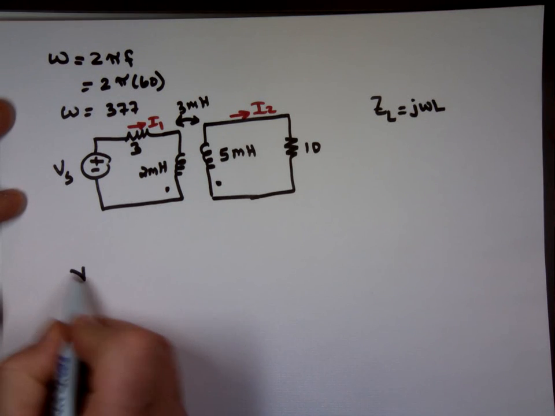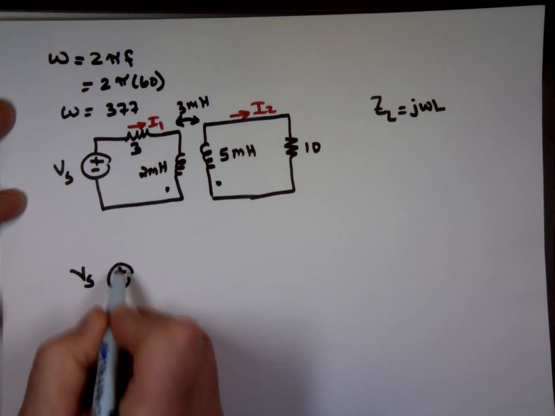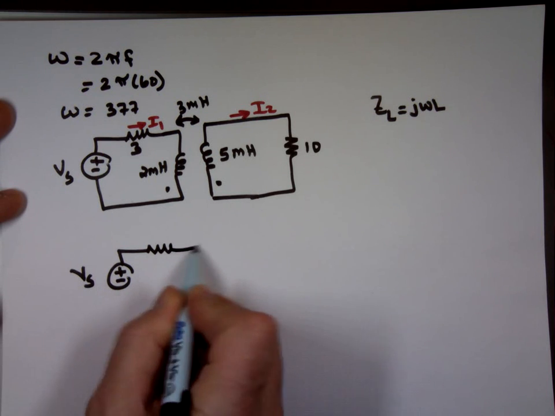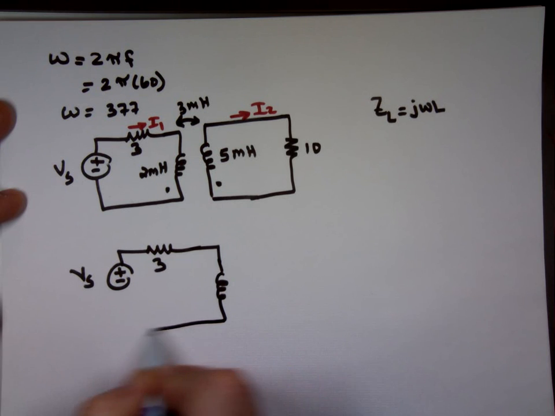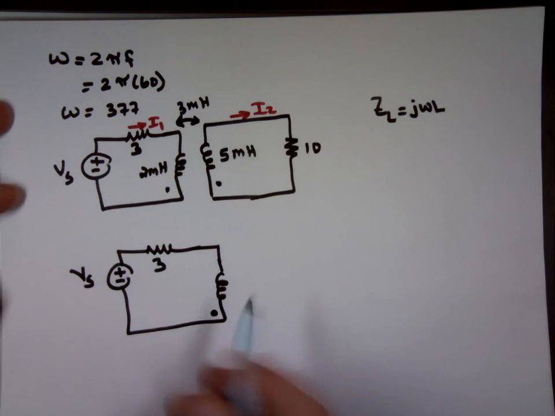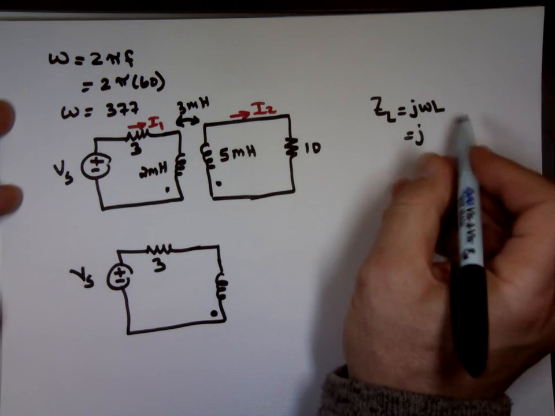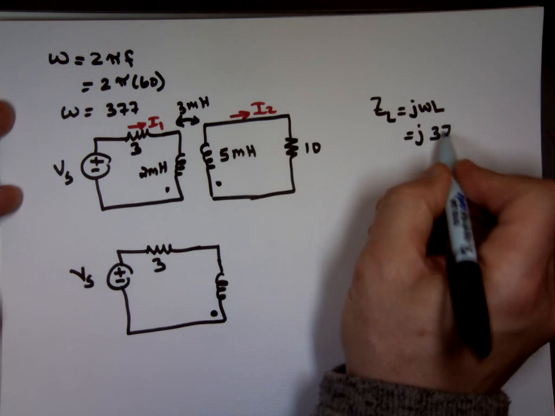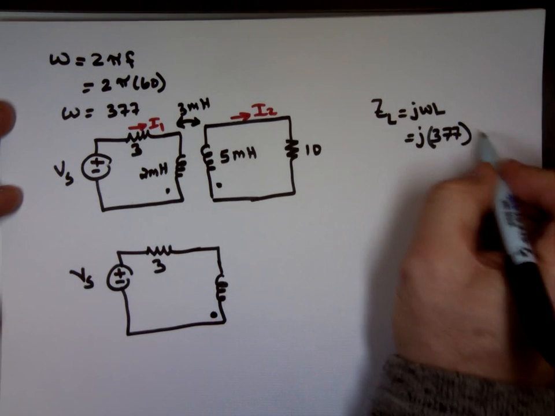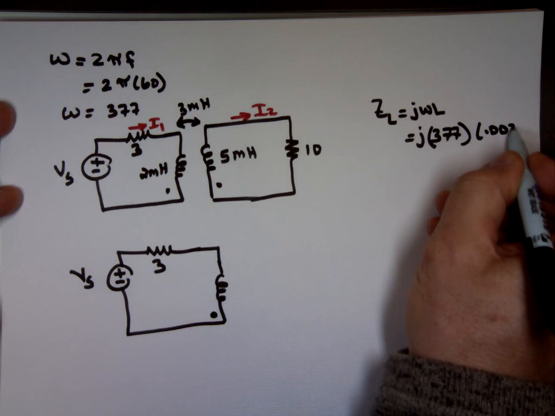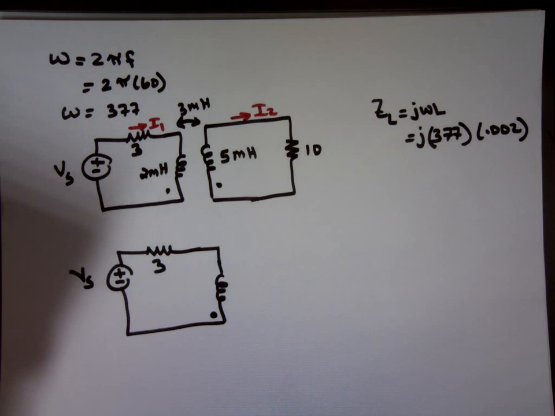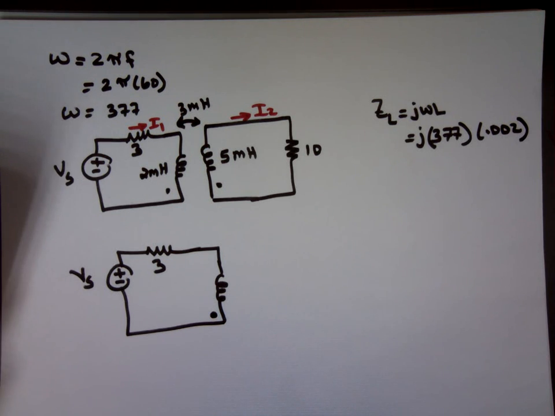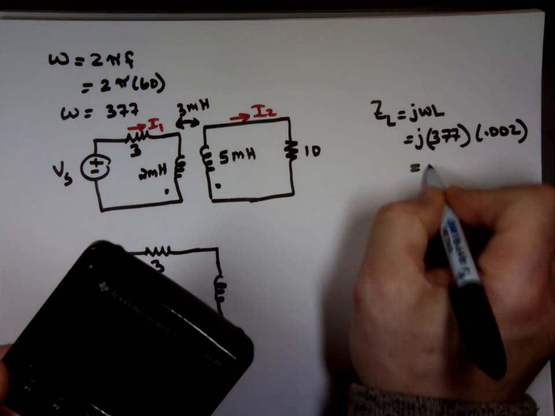So that would be VS. There's an inductor here with the value of, there's the dot here, J, W, which is 377, and L, which is what? 2 millihenry, that's 0.002. So 377 times 0.002, 0.754 J.